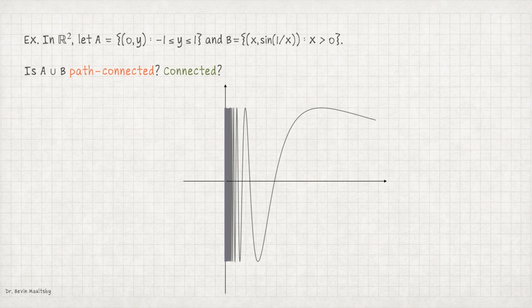Okay, put these two sets together. Does this union form a path-connected set? And what about a connected set? I'm going to ask them in that order. Experiment with these ideas for a few minutes, and then when you're ready, continue the video and I will take you through the answers.